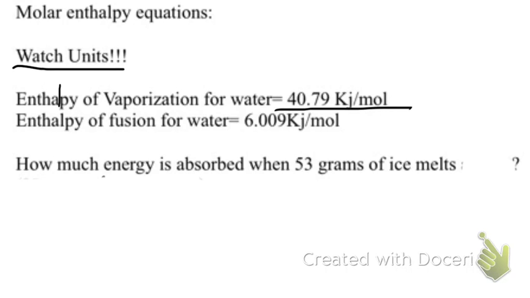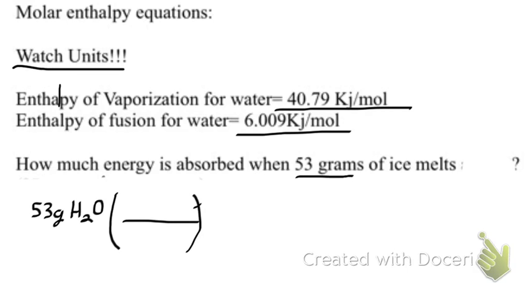so remember that vaporization and fusion are two different things. Vaporization is boiling and fusion is melting. So if we were talking about ice melting, we are going to need to use the enthalpy of fusion. But we solve these problems just like any dimensional analysis problem. We have our lonely number of 53 grams, so we write 53 grams of water because it's ice, so we're going to call it H2O.